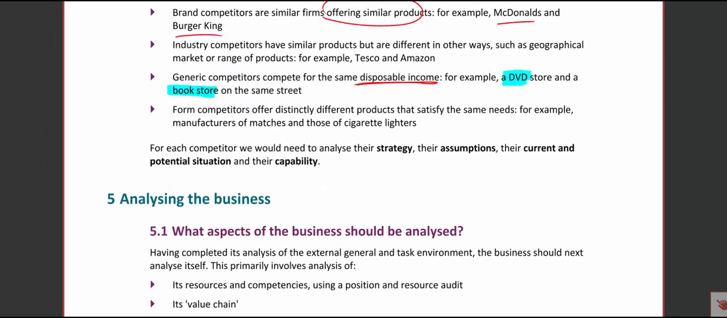Form competitors then will offer different products, but satisfy the same needs. So for example, matches and cigarette lighters are very different products, but they satisfy the same problem. They satisfy the same requirement. They both light a cigarette, for example, or light a candle.